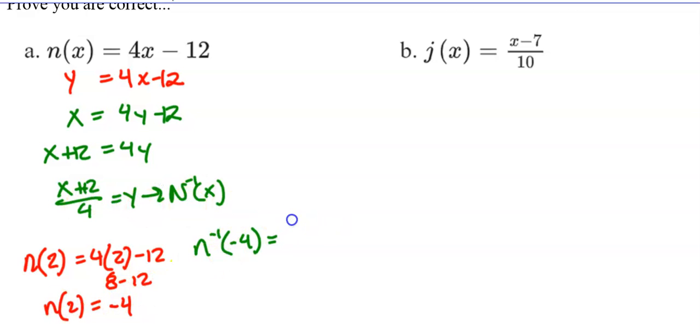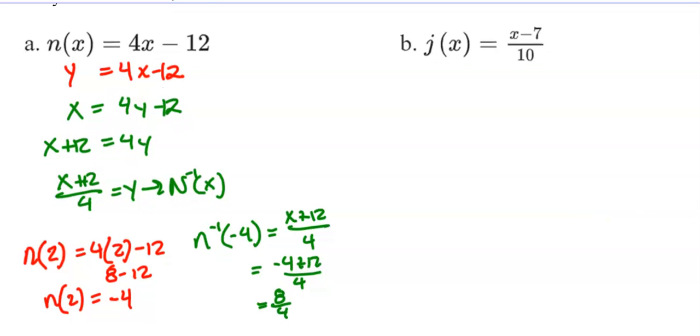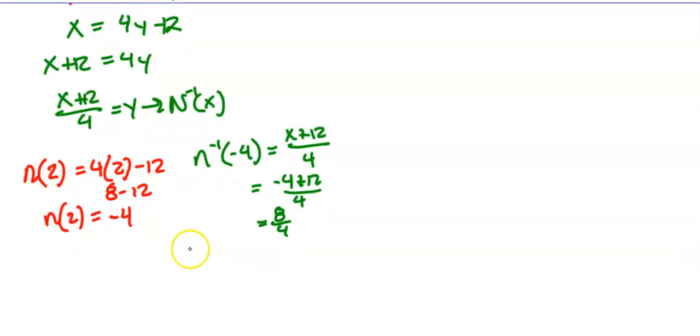So let's just take this, x plus 12 over 4. Let's see if we did it right and that correction works out. We then have negative 4 plus 12 divided by 4. And negative 4 plus 12 is 8, so we then get 8 divided by 4. And lo and behold, the n inverse, when we put in negative 4 into it, we get 2.